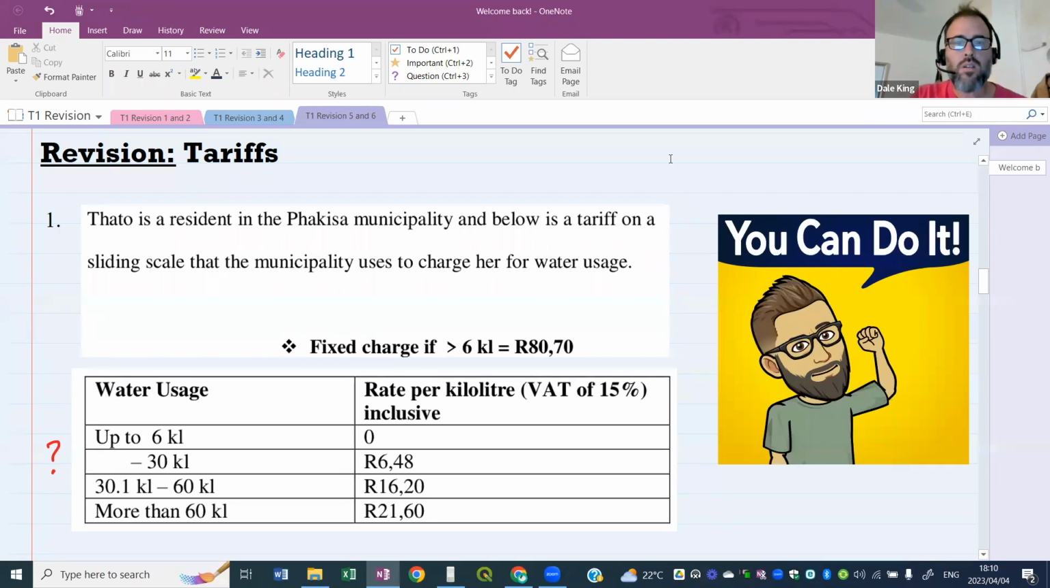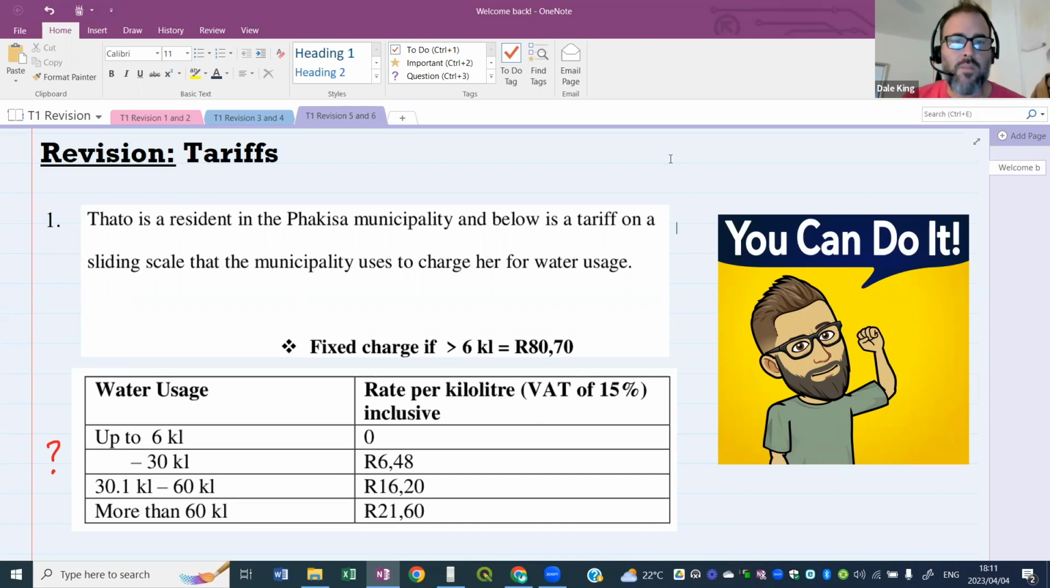Okay, so let's have a look at this scenario here. It says Tato is a resident in the Pakisa municipality, and below is a tariff on a sliding scale that the municipality uses to charge her for water usage. Every municipality has these kinds of tables on their website. Every municipality uses this kind of sliding scale to charge people for water and electricity. You do see these kinds of tariff tables used in other instances, but it's mostly for water and electricity charges here in South Africa.